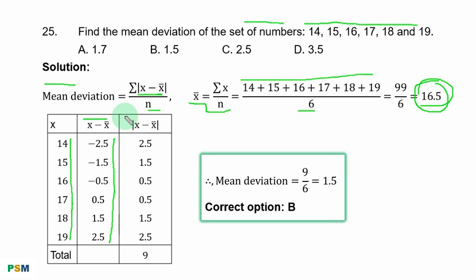helps us to convert all negative results to positive, while the results that are positive remain the same. So minus 2.5 under this symbol becomes positive, and so on. When you add down, you have 9. So the mean deviation becomes 9 over 6, and that is 1.5. The correct option is B.